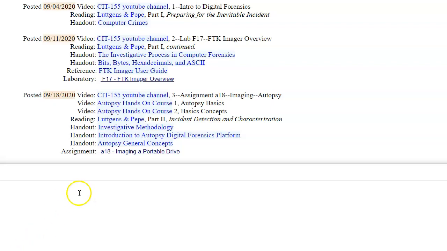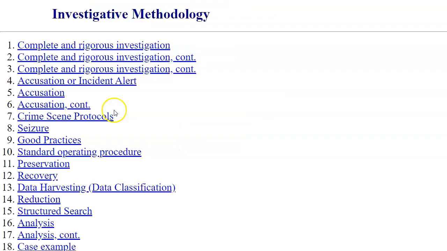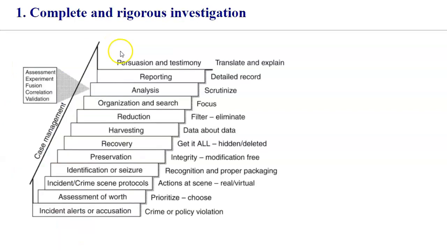In this video, I would like you to take a look at this Investigative Methodology handout. This is what we call a complete and rigorous investigation letter, which is focusing on key points of a successful investigation, with some specifics on digital forensics right here in the middle.